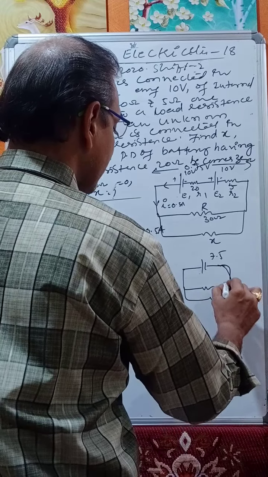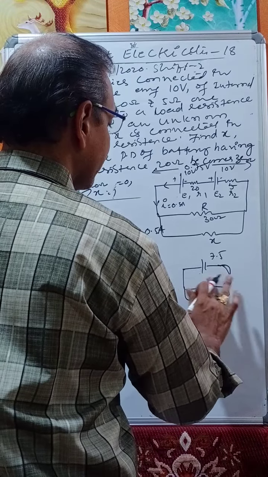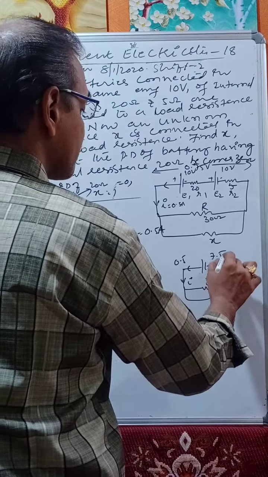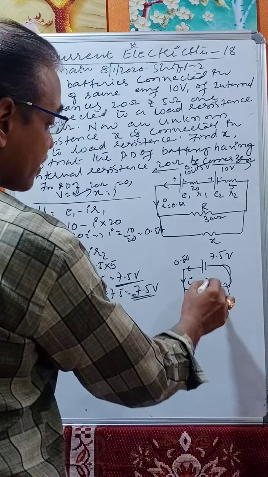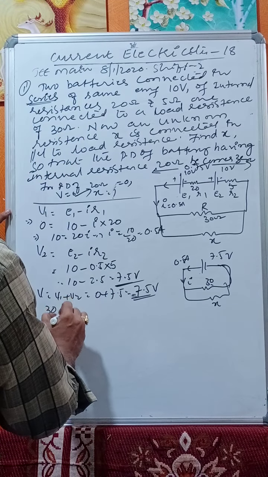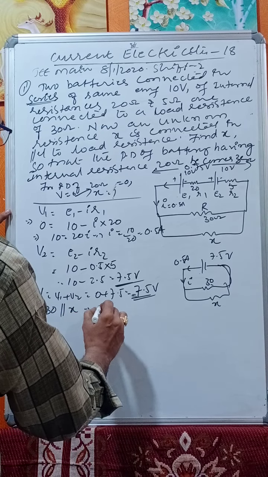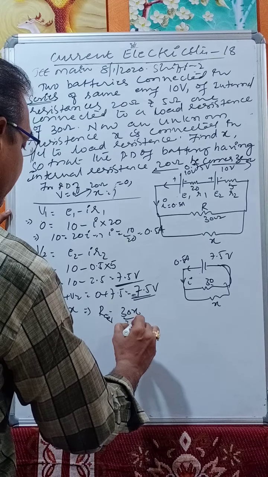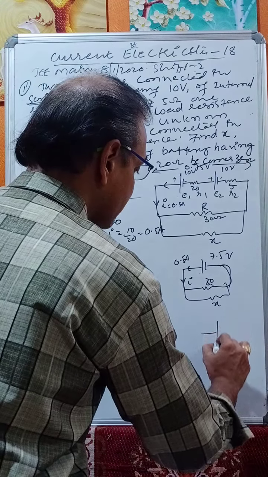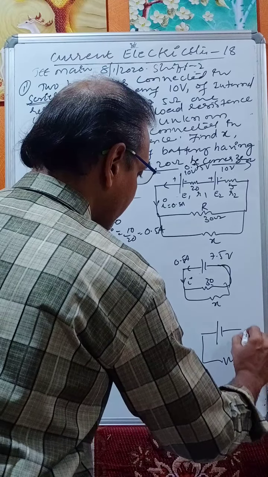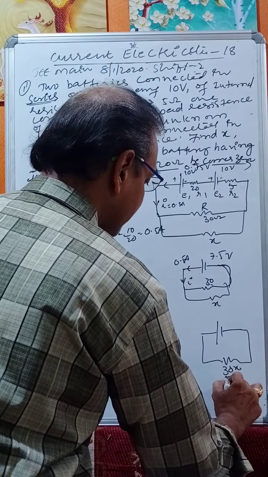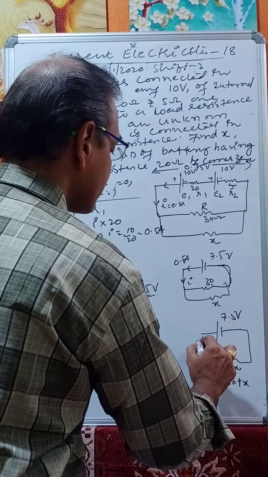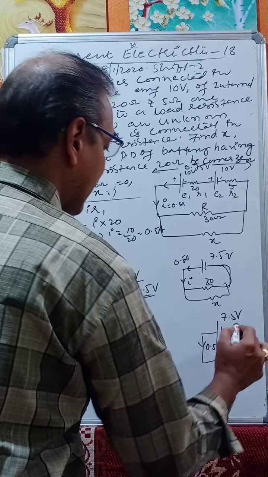Now the potential is 7.5 and the resistance R, and also X, X and R. R is 30, this is 30. The current is I, the current is 0.5. This is volts, this is amps. What is the effective resistance? 30 and X are in parallel, so R equivalent is equal to 30 into X by 30 plus X, that is 30X by 30 plus X. The potential is 7.5 volts, the current is 0.5 amperes.